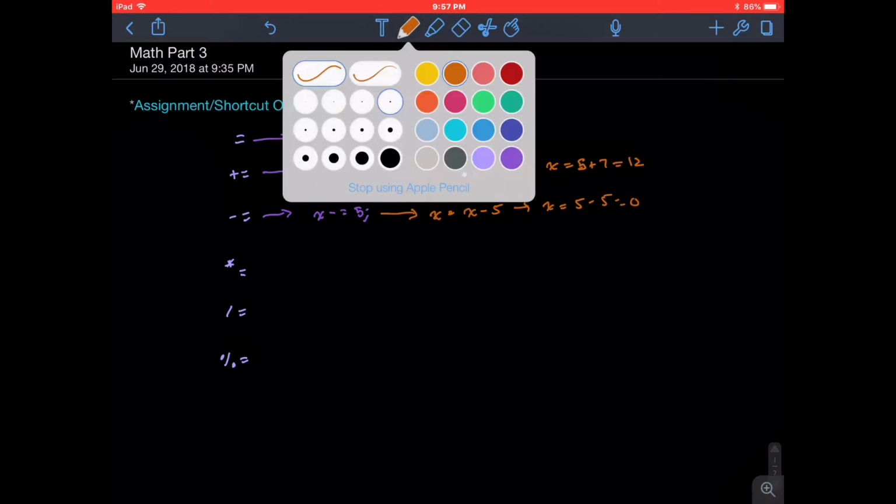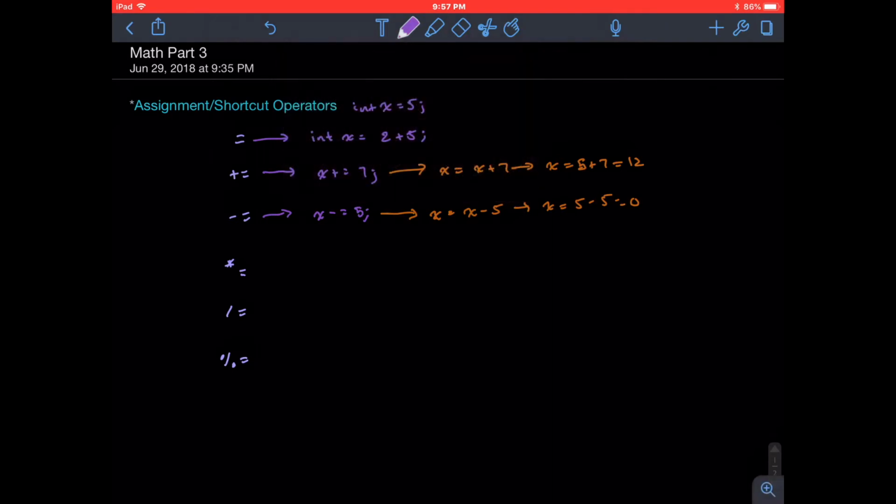All right. So now let's see the multiply equals. Again, same thing. It works the same way. It multiplies whatever's on the left with the right. So let's say we have x multiply equals 2. That will look like x is equal to x multiplied by 2. So x is equal to 5 times 2, which is equal to 10.